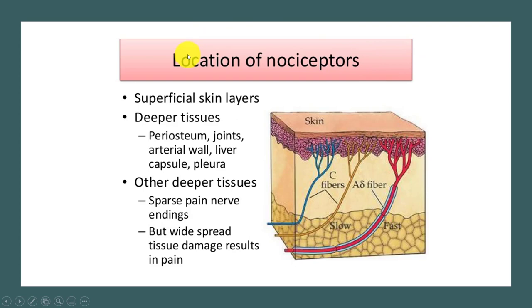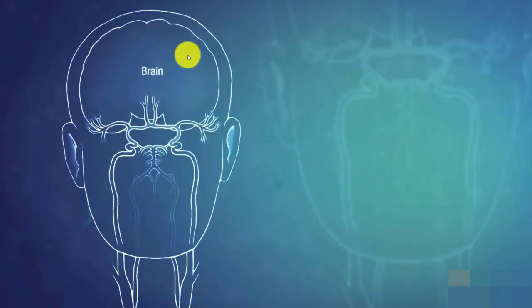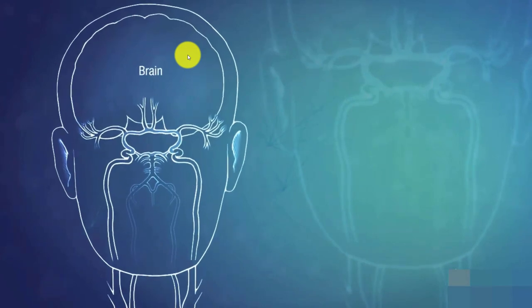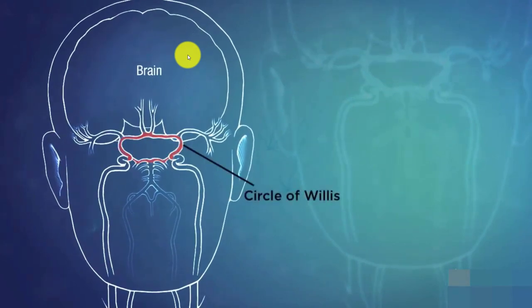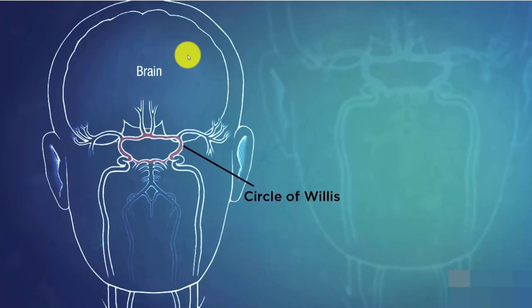Nociceptors can be found anywhere in the body. That includes the skin, the muscles, bones, joints, internal organs, and the serous membranes. Those are the protective membranes that surround internal organs. And nociceptors are also found in the large intracranial vessels, for example, the circle of Willis. See, these are involved in pain in a variety of intracranial processes such as mass lesions, right?